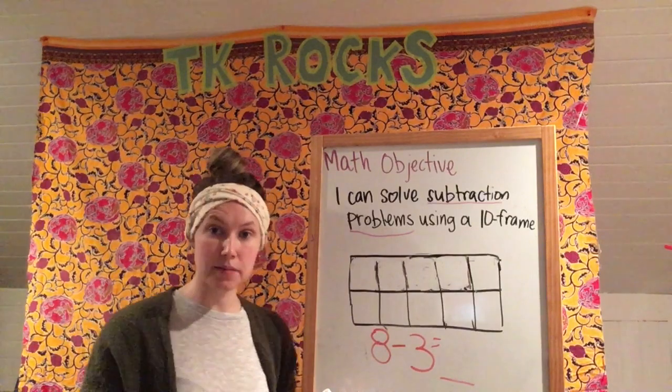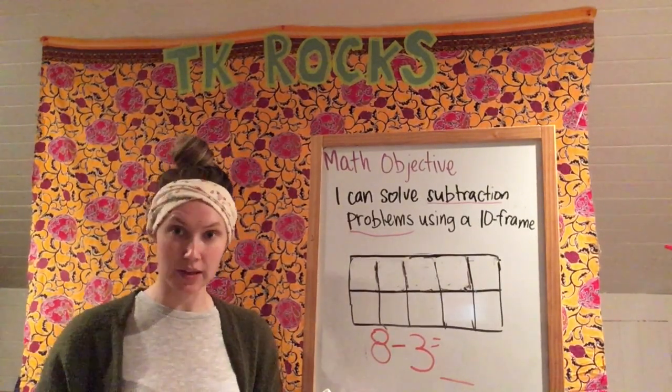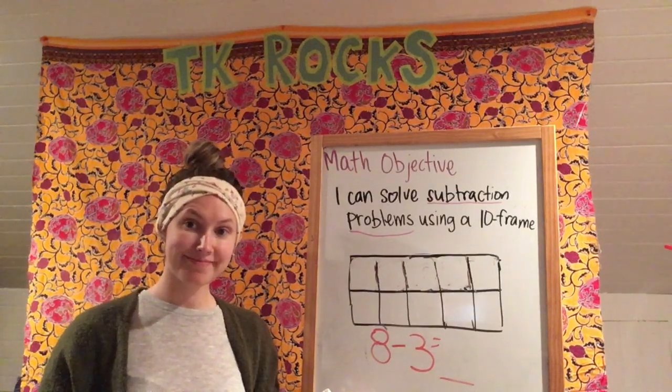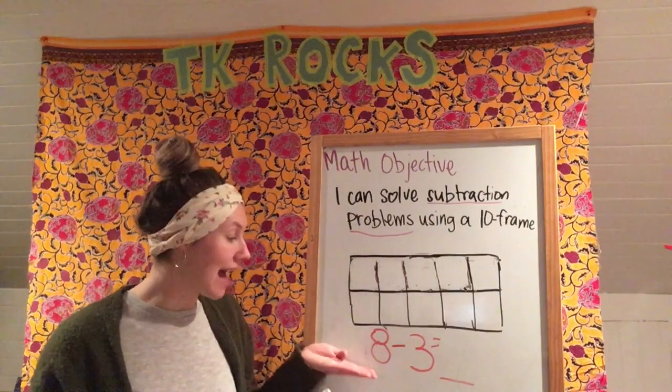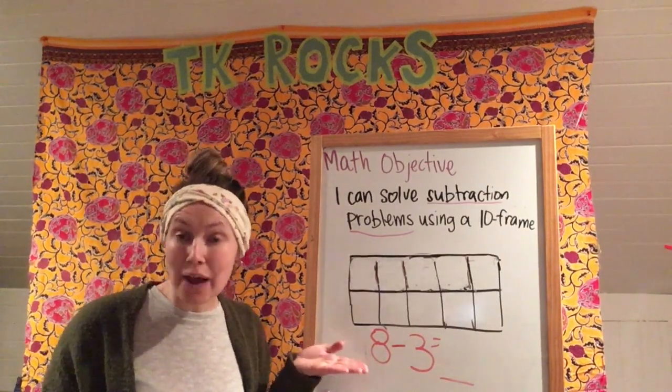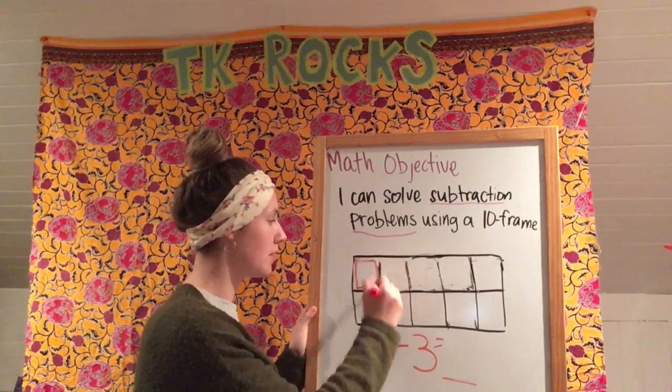Okay, so here's our next problem, 8 minus 3. What am I going to do first? What's my first step here when I'm using this strategy? I need to color in 8 frames because that's how many I'm starting out with before I subtract. So here I go, coloring in 8 frames.